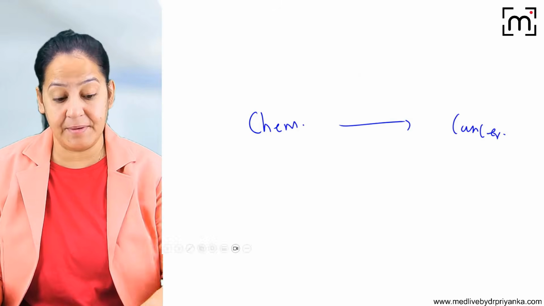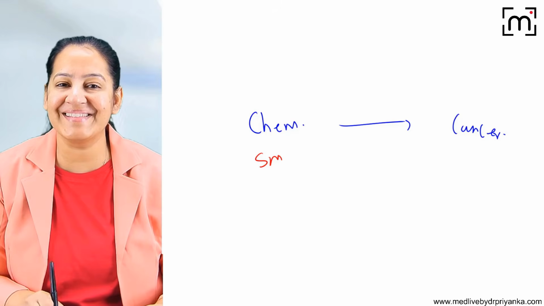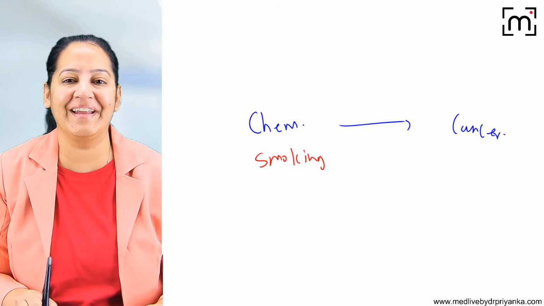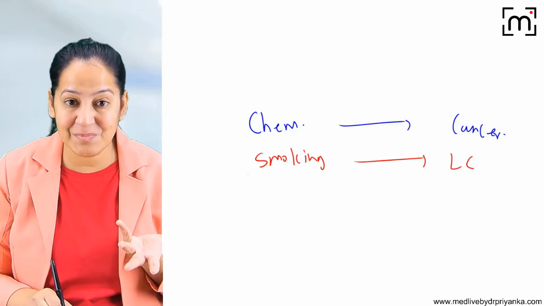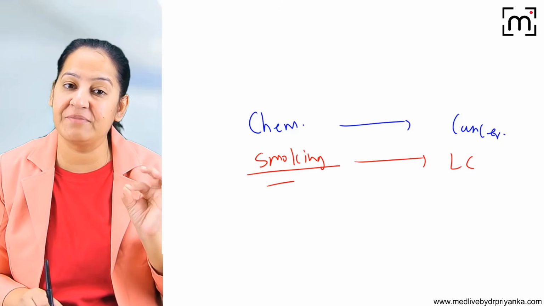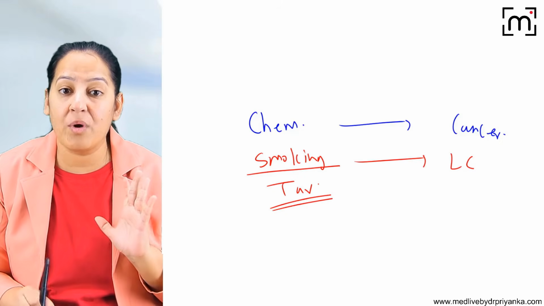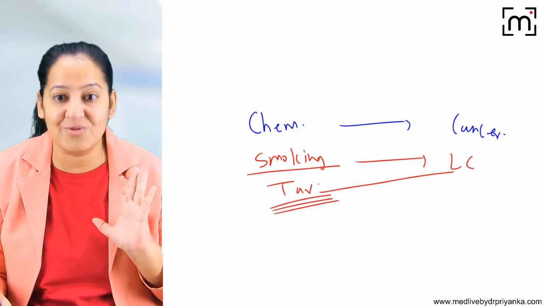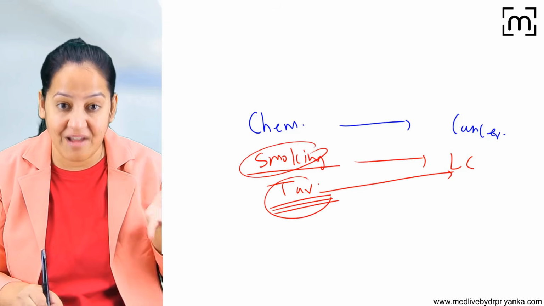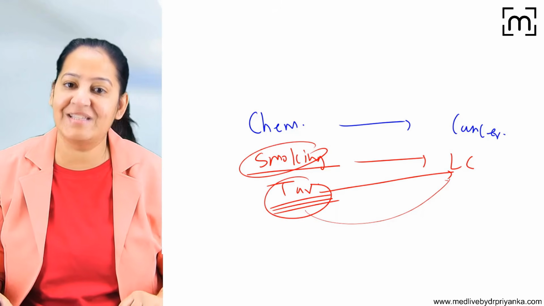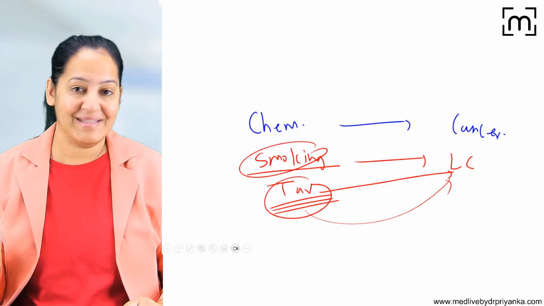Let's say the best example I can quote, smoking leads to lung cancer. I guess everyone knows smoking leads to lung cancer. So what does the smoke contain? Smoke contains a chemical, and the name of that chemical is tar. So tar leads to lung cancer. This is the example you can consider.